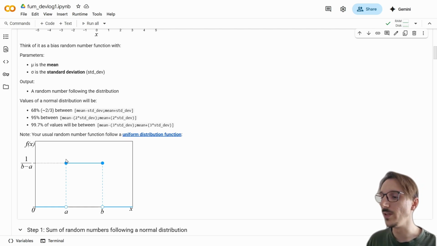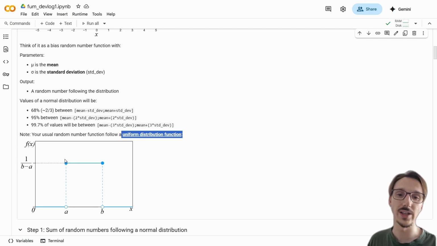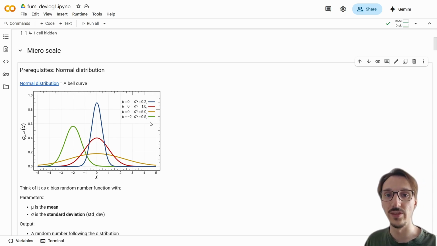So you've probably used an RNG function before, and it usually gives you a number between 0 and 1. And this generator that you usually use follows a uniform distribution, which means that there is as much probability to get a value around 0, let's say, if a equals 0, than a value around 1, if b equals 1. And as you can see, it's not the case with the normal distribution. For example, on the blue curve here, you have more probability to get a value around 0 than a value around 1, unlike the uniform distribution.